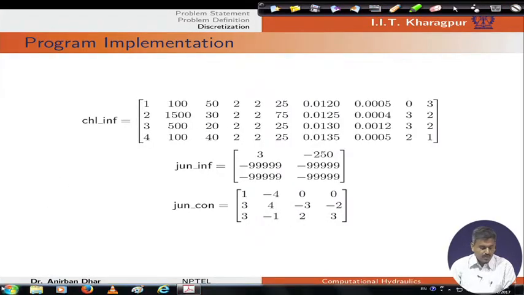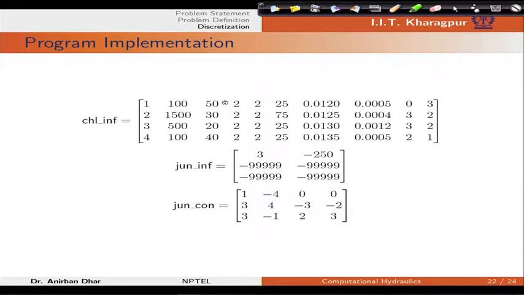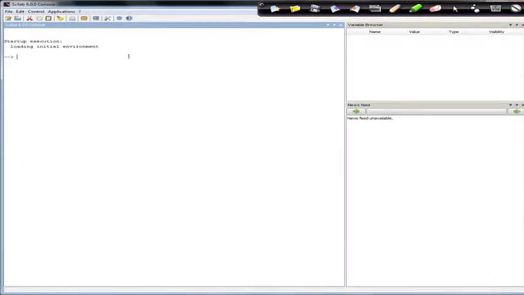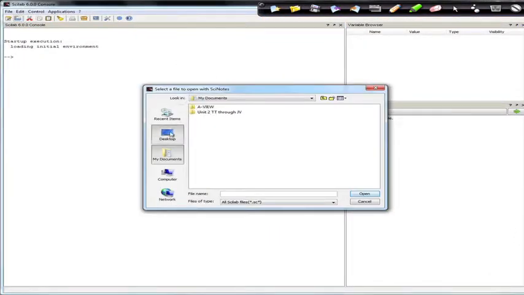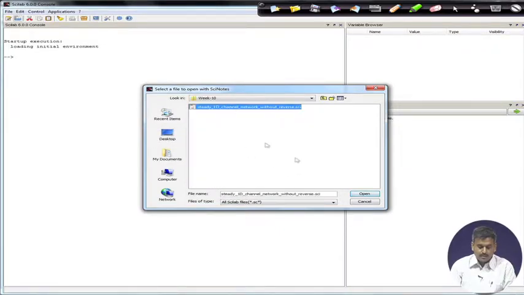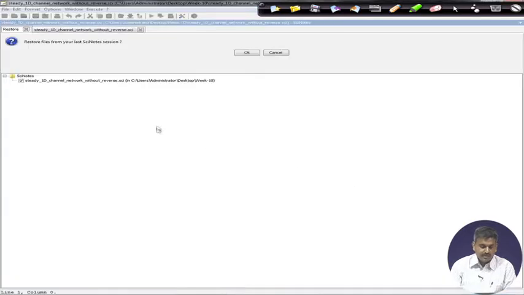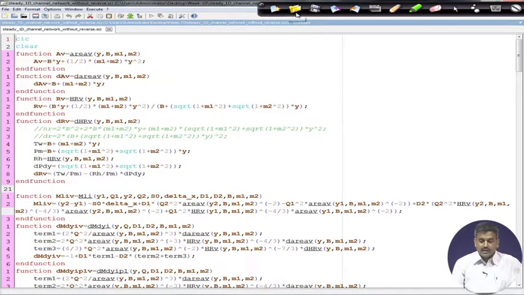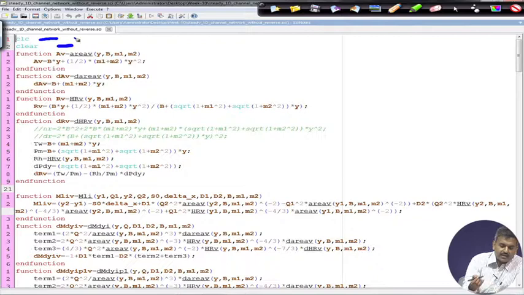If I open that Scilab code for this one, the code is steady 1D channel network without reverse flow situation. The initial program starts with CLC clear, which clears the console and clears all variables in this case. Next is defining the AV or area value, area.